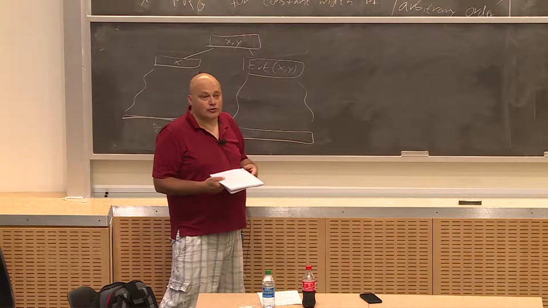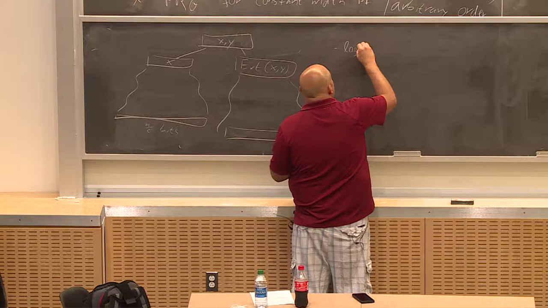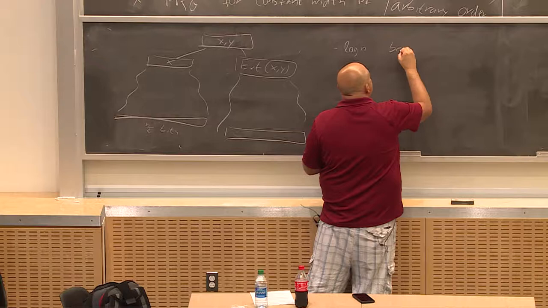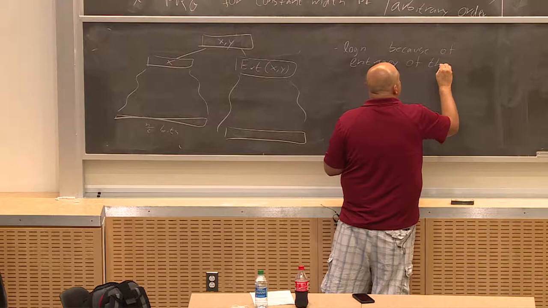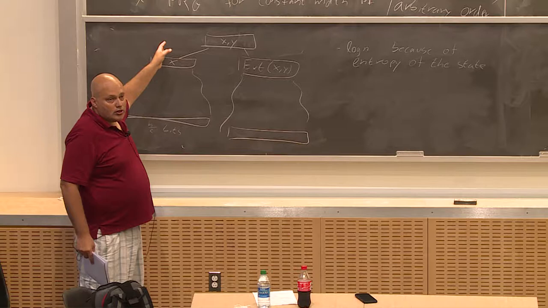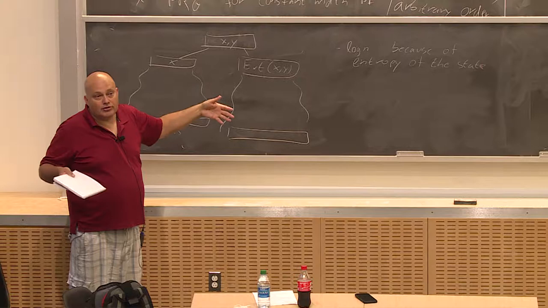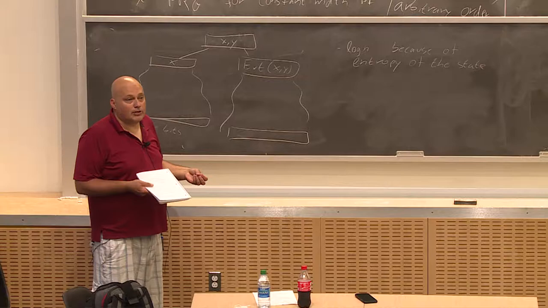One loss is, first, log n at each level, because of the entropy of the state. Given the state here, this is still a high entropy source, but it's not as high as the length. We lost some entropy. We lost log n bits, because the state potentially told us log n bits of information about the seed. So this is one loss, which is the state at each level.